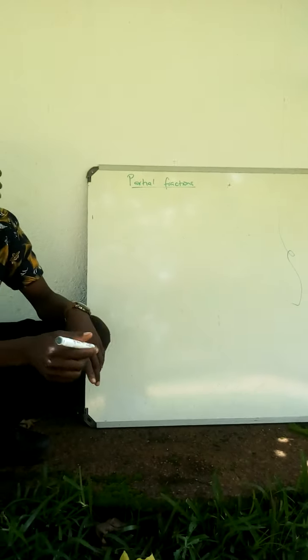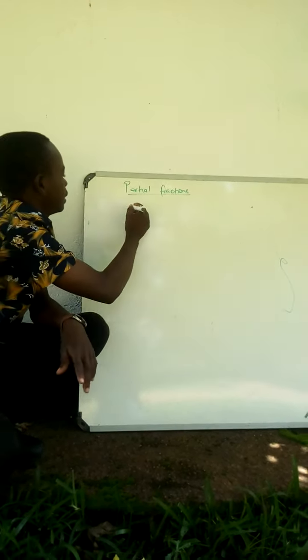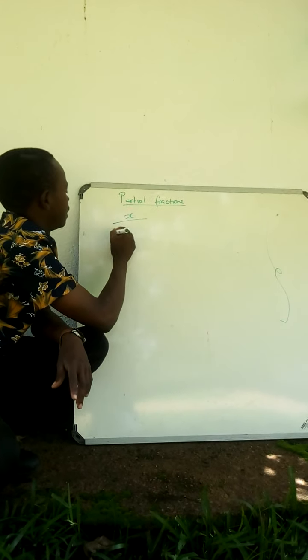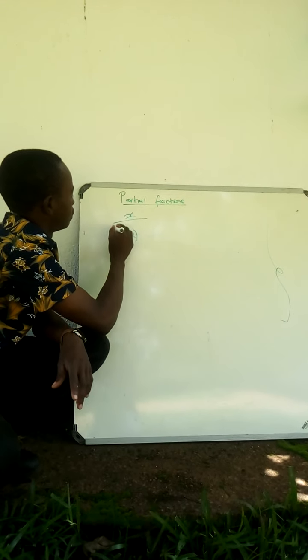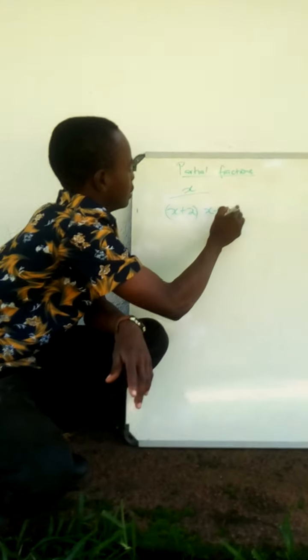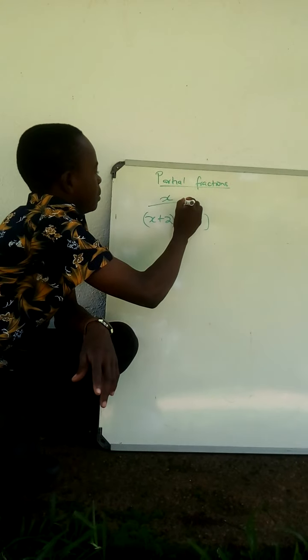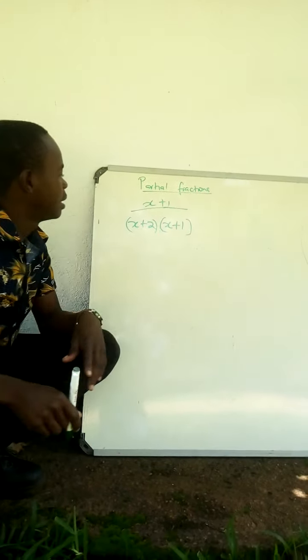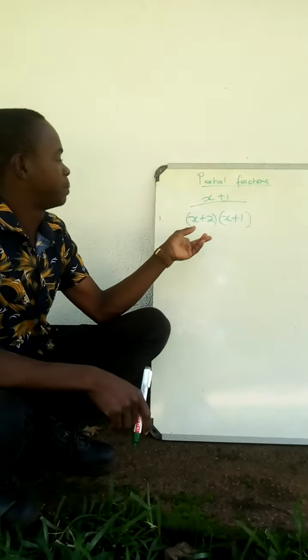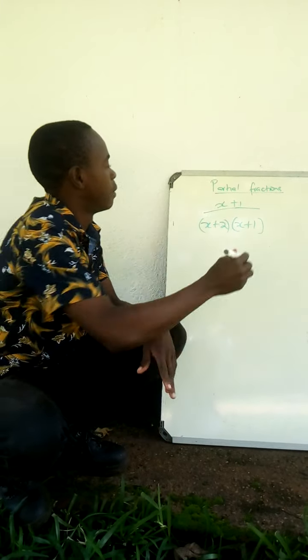In this case, as an example, if we say x over (x plus 2)(x plus 1), this kind of fraction can be split easily into partial fractions.